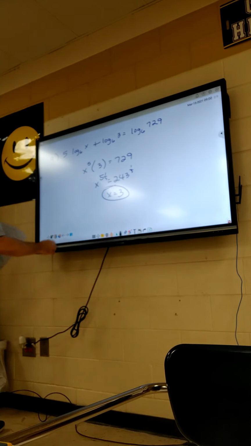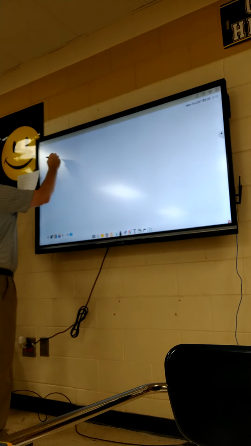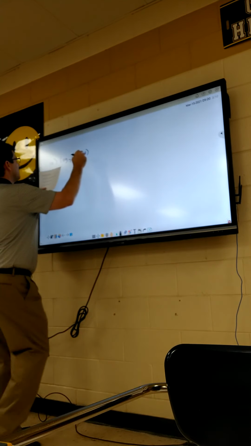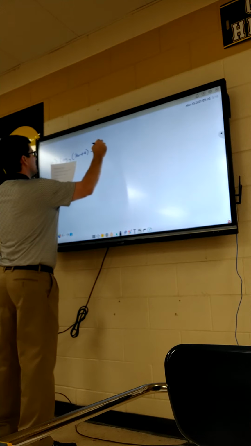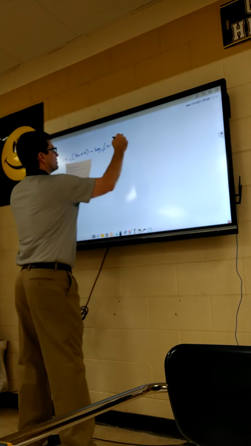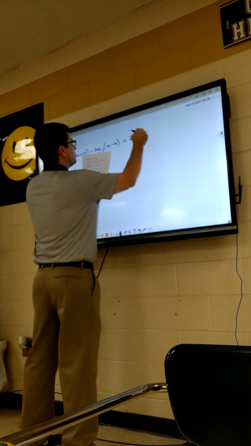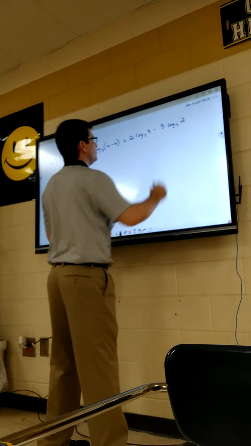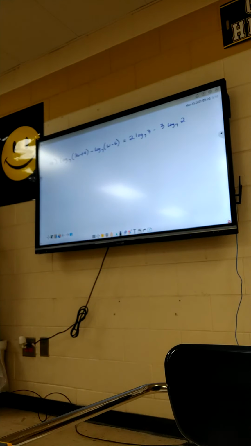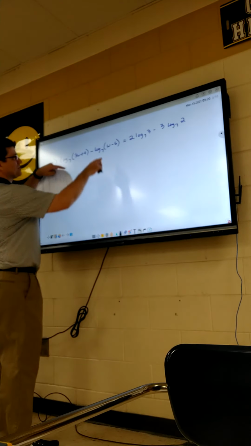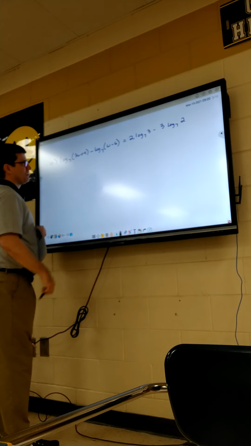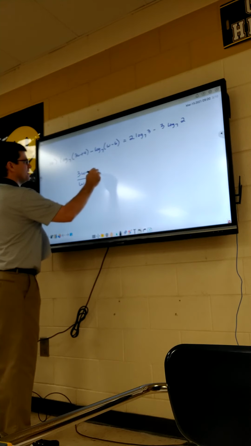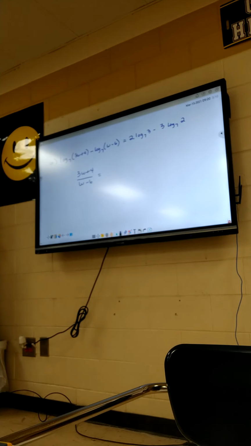All right, next one, number 10. Log base 7 of 3w plus 4 minus log base 7 of w minus 6 equals 2 log base 7 of 3 minus 3 log base 7 of 2. All right, what do we do? Cross out all the logs. What happens with these two right here? They got a minus in between them. So I divide: 3w plus 4 divided by w minus 6. All right, that's the first step.